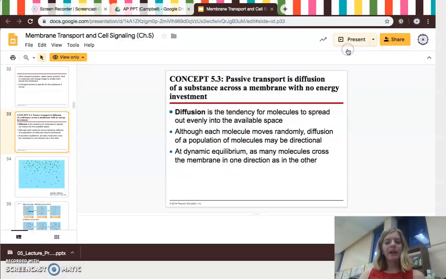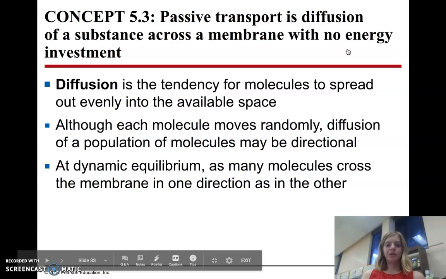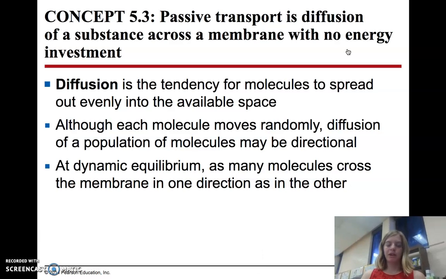So now that we know about the structure of the membrane, we're going to talk a little bit about the functions. And each of these lessons at the end of chapter 5 is going to cover a different type of transport in the membrane. The first one is known as passive transport. There are a lot of different types of passive transport, but passive transport is any movement across the cell membrane that doesn't require additional energy input.